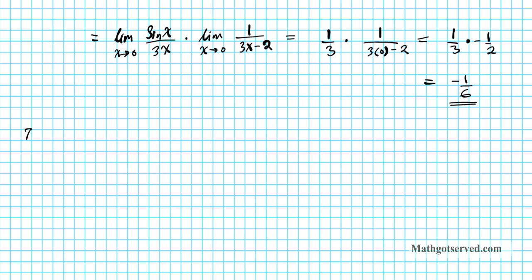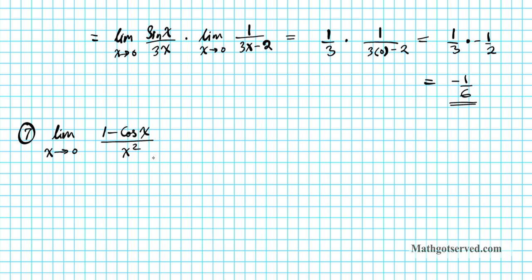Question number 7. What if we want to find the limit as x approaches 0 of (1 minus cosine x) over x squared? We can clearly see that if we plug in 0 here, we're going to have a problem at the denominator. It's going to be over 0 and we can't find out what the limit is. So what can we do here?